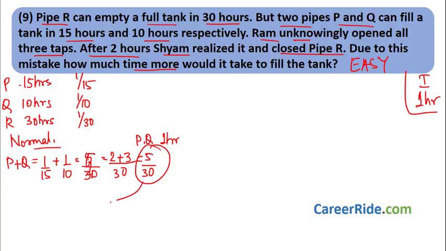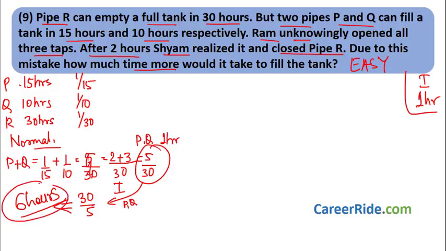So the entire tank will be filled by P and Q in how much time? Simply invert, that is 30 upon 5, which is equal to 6 hours. So normally when P and Q are on, they will fill the entire tank in just 6 hours.